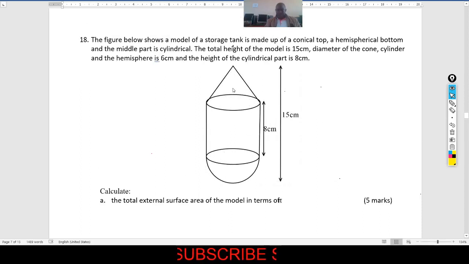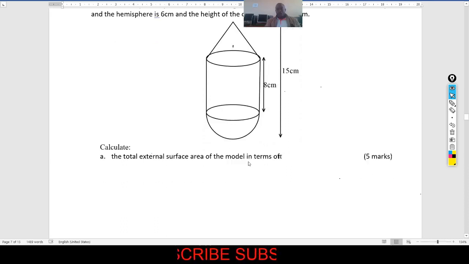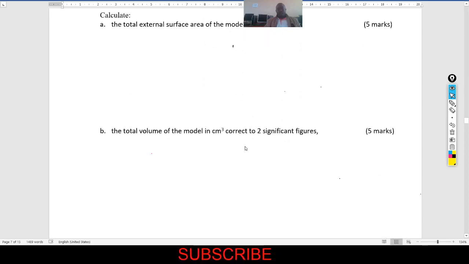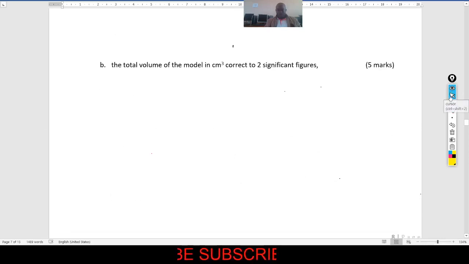The volume of the cone is a third pi r squared h, the volume of the cylinder is pi r squared h, and the hemisphere is 2 over 3 pi r cubed. Because a sphere is 4 over 3 pi r cubed, the hemisphere is half of the sphere. So the total volume equals 2 over 3 pi r cubed for the hemisphere, plus pi r squared h for the cylinder, plus a third pi r squared h for the cone. So that is how we find the volume.